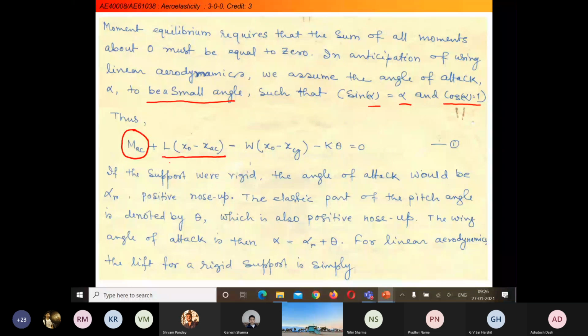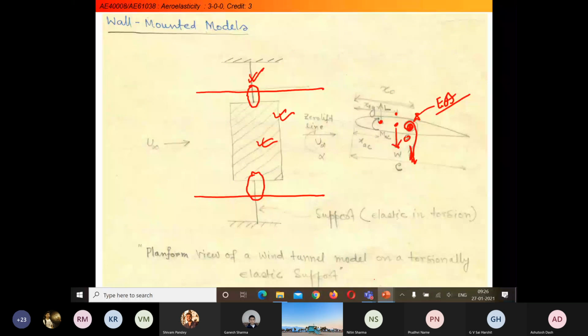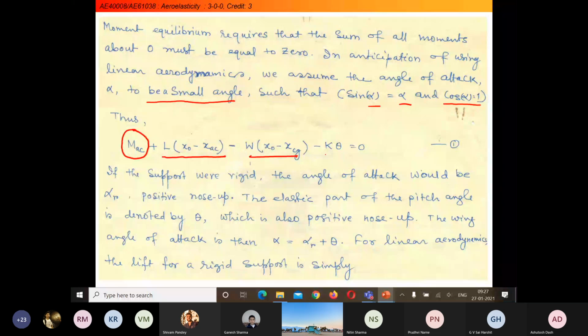Then obviously the weight that is acting will be creating a negative moment about the elastic axis. So W multiplied by x naught minus xg, the distance between the elastic axis and the CG location, since the weight of the structure is acting through this point. And then the elastic restoring force k into theta, where k is the torsional stiffness of the spring and theta is the torsional deformation.